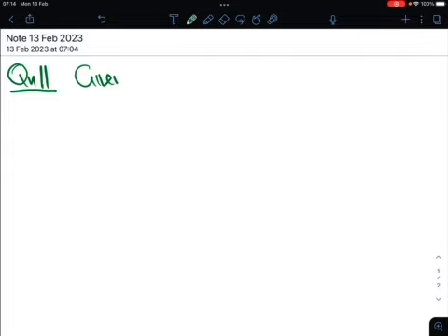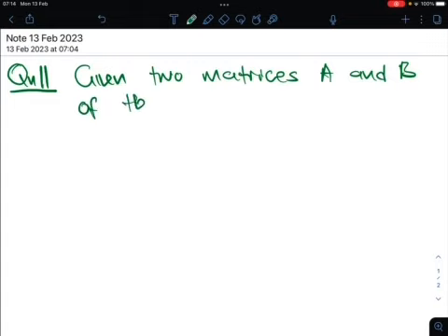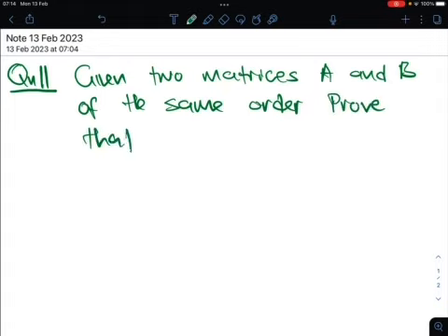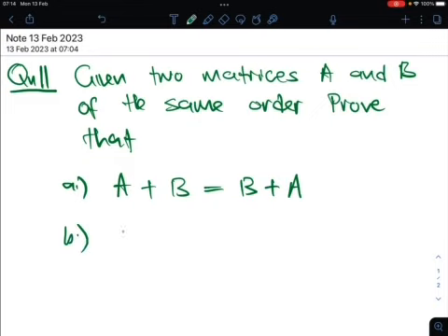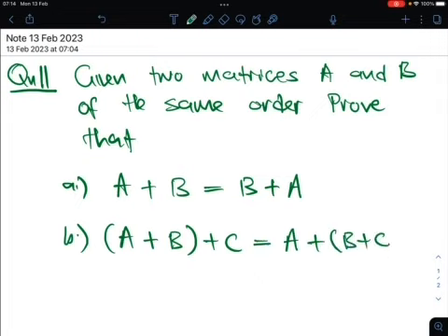Given two matrices A and B of the same order, prove that A plus B is the same as saying B plus A. Then, prove that A plus B, then plus C, is the same as saying A plus B plus C.